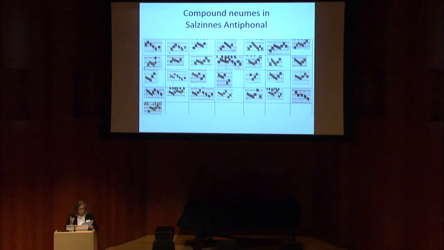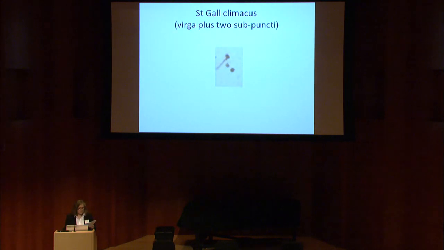Similar to the compound neume issues, even some of the simple neumes are made up of components of other simple neumes. In the St. Gall notation, for example, the climacus is written as a virga and two puncti, and yet virgas appear on their own in other places, and so do puncti. We need the computer to distinguish between isolated virgas and puncti and the combined version of the climacus.